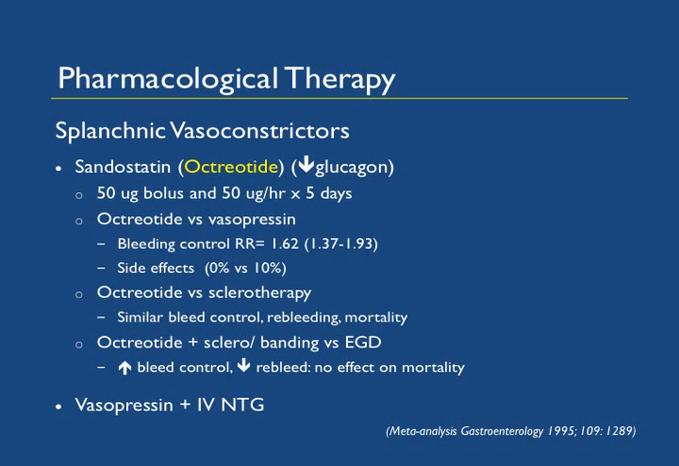Octreotide versus sclerotherapy has also been studied, and they have equivalent rates of controlling bleeding, rebleeding, and improving mortality. And then certainly octreotide in combination with endoscopy has been shown to be better than endoscopy alone in terms of reducing the amount of bleeding and rebleeding, but again, no benefit has been shown in improving mortality. If for some reason you do not have access to octreotide, if you're going to use vasopressin, you should also use nitroglycerin to minimize the risk of peripheral and coronary ischemia.